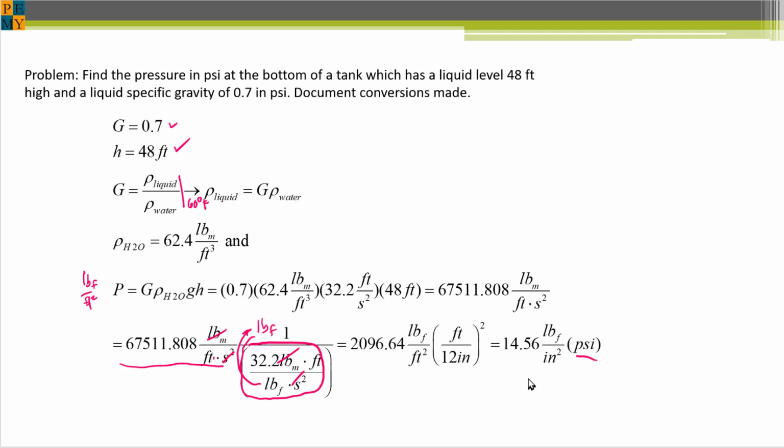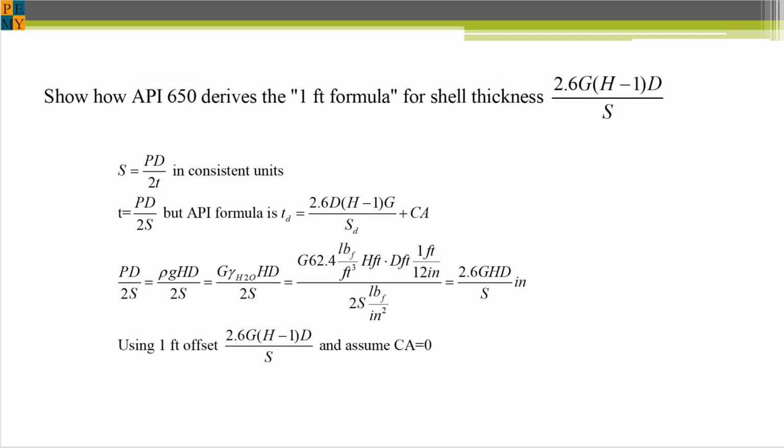Note that the pressure in the bottom of a tank is really not very high. It's only about 15 PSI. In the next example, we want to show how to derive the 1-foot formula. This is a well-known formula for tanks, and it appears in both API 650 as well as API 653.